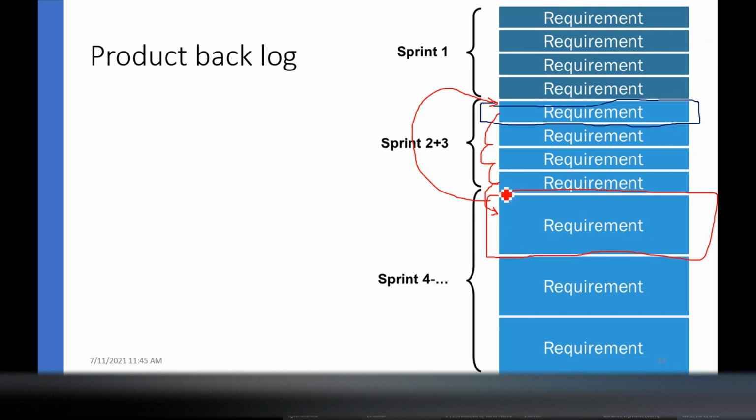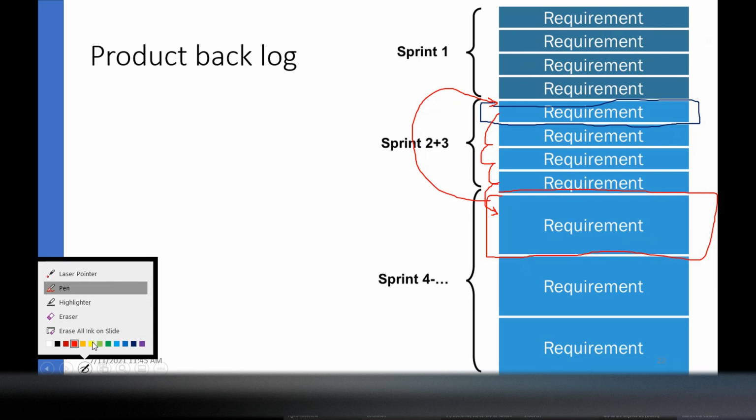We can't entertain a new requirement in here, in the sprint, because we have planned sprints 2 and 3, and the requirement plan is like this. If a new requirement comes in here, then you have to push everything to the next sprint, and vice versa.